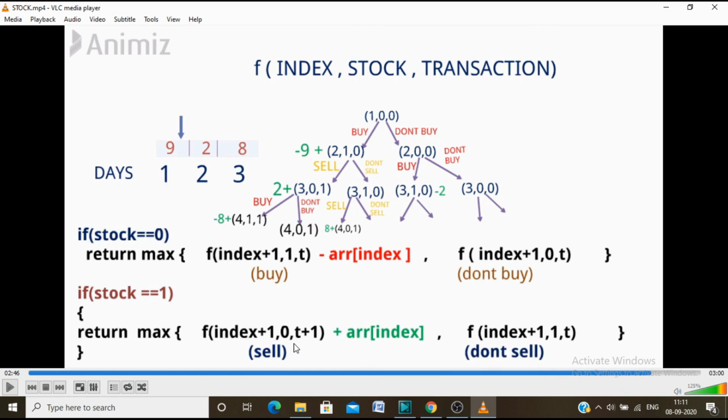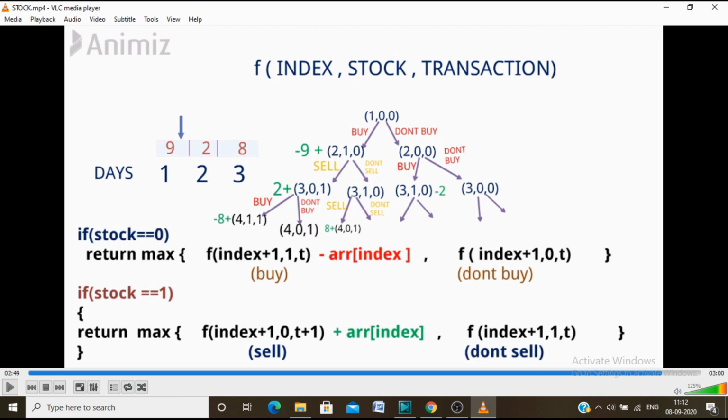Since I sold a thing, my transaction increases. This is because I must have bought a thing, then only can I sell a thing. Since I have sold a thing, my transaction increases by 1. Also, since I sold a thing, I would surely gain some profit, that is, the other person would give me some money. So this is my profit. In the don't sell condition, index increases, since I have not sold the stock which I had, the stock doesn't change, and for known reasons the transaction also doesn't increase. So this is the recursive equation.